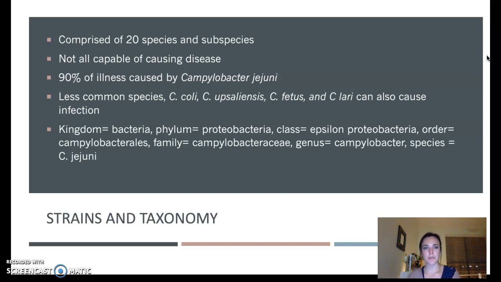It's part of the kingdom Bacteria, the phylum Proteobacteria, the class Epsilon Proteobacteria, the order Campylobacterales, the family Campylobacteraceae, the genus Campylobacter, and the species C. jejuni.